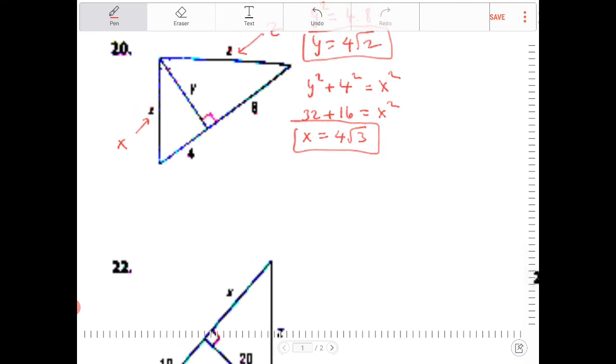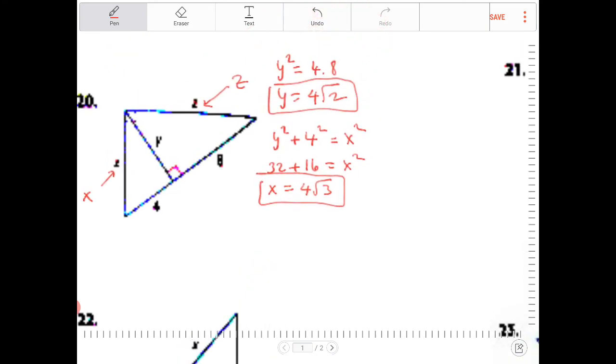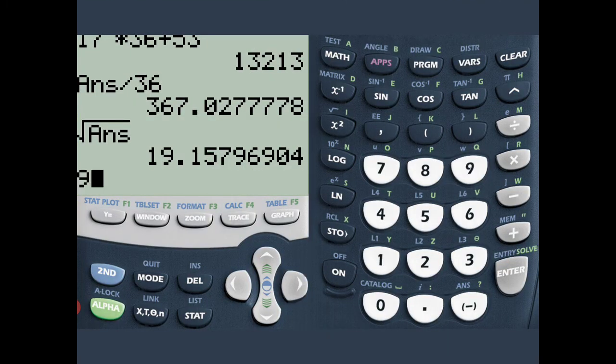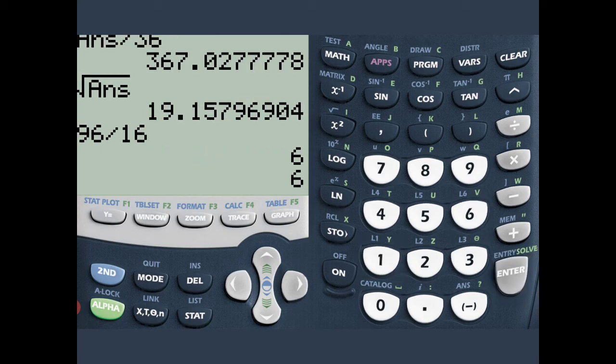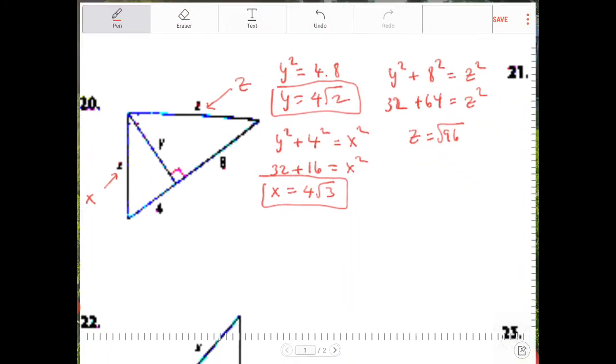And then z, so y squared plus 8 squared is equal to z squared. So 32 plus 64 is equal to 96. So z is equal to square root of 96. And is the square root of 96 anything? Let me see here. 96 is divisible by 16. So this is going to be 4 square root of 6.